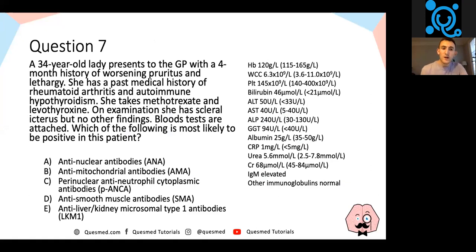Question 7. A 34-year-old lady presents to the GP with a 4-month history of worsening pruritus and lethargy. She has a past medical history of rheumatoid arthritis and autoimmune hypothyroidism. She takes methotrexate and levothyroxine. On examination, she has scleral icterus, but no other findings. Blood tests are attached to the right of the screen. Based on these blood tests, which of the following is the most likely to be positive in this patient?